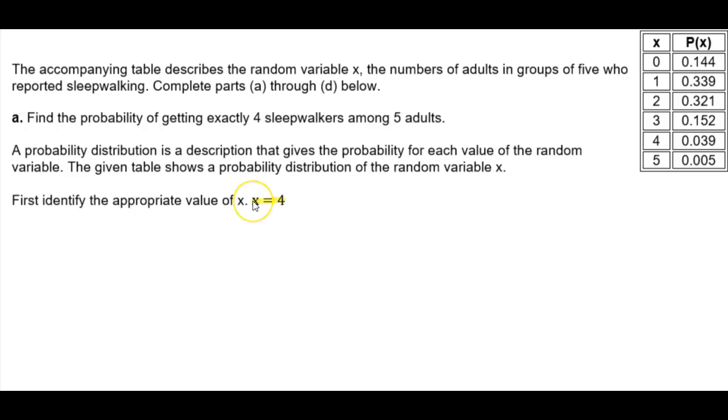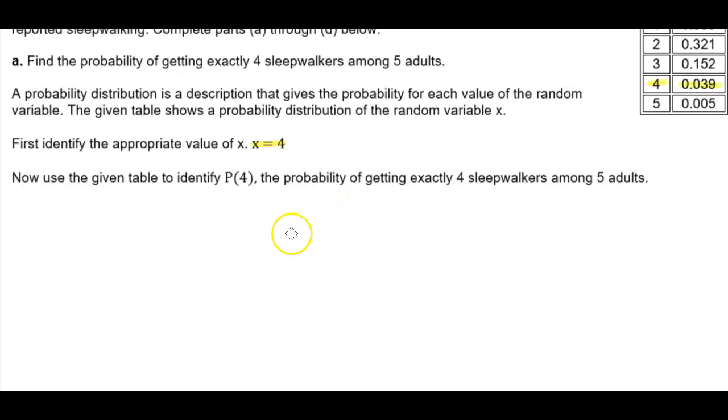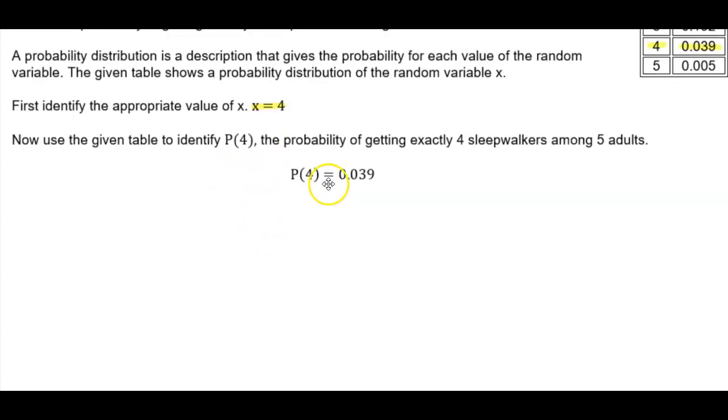So for exactly 4, we're going to take a look at this table, and what does the probability give us? Well, the probability is 0.039. So we're using this table to identify the probability of exactly 4, which gives us 0.039.